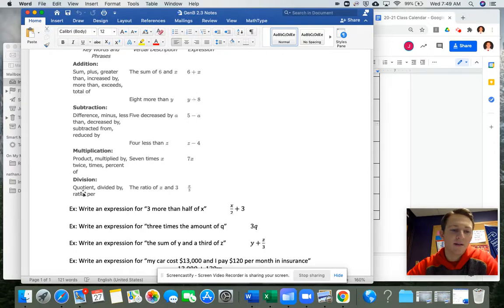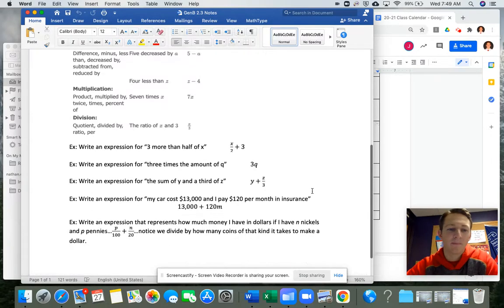And lastly, division, we have quotient, divided by, ratio, and per. So the ratio of x and 3 would be x over 3. Ratios are fractions, just like rational numbers can be made into a fraction.